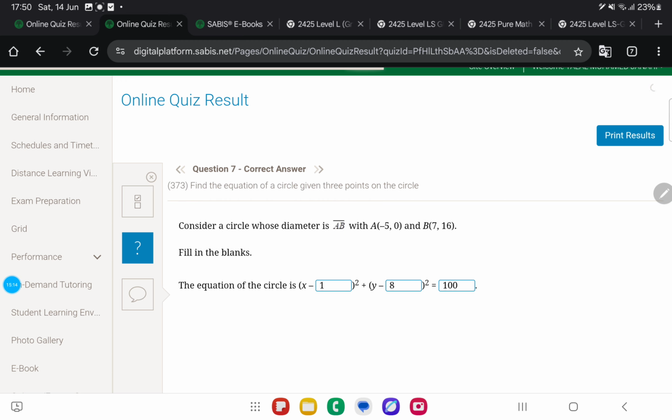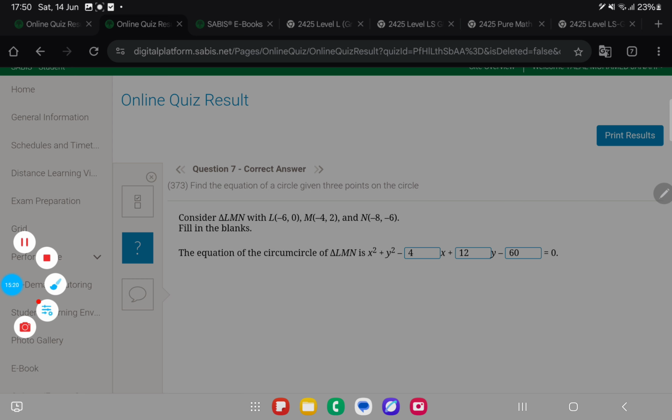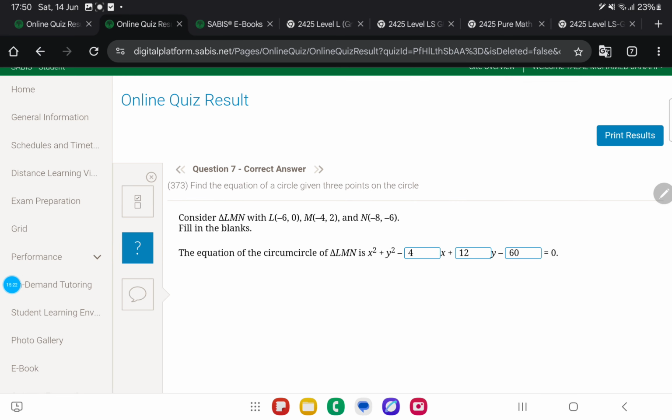Now for question 7. Okay, consider triangle LMN with L (negative 6, 0), M (negative 4, 2), and N (negative 8, negative 6). Okay, the equation of the circle of triangle LMN is what?